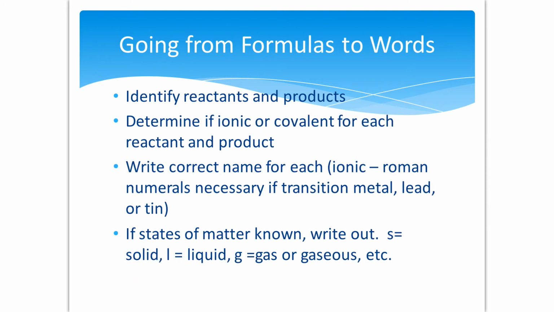Again, we're going to do the same thing when we go from formulas to words. Identify the reactants and products, determine if they're ionic or covalent, and write the correct name for each. Remember, if there is a transition metal, lead or tin, you must include the Roman numeral to indicate the oxidation state. And if you know the states of matter, solid, liquid, or gas, then you have to write that. Remember, all ionic materials are solids.